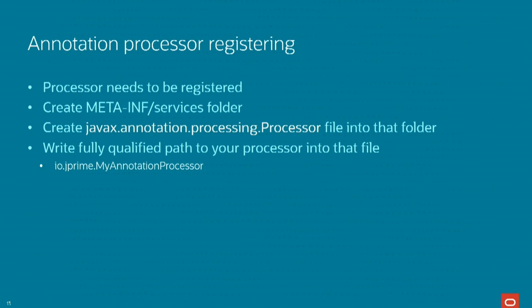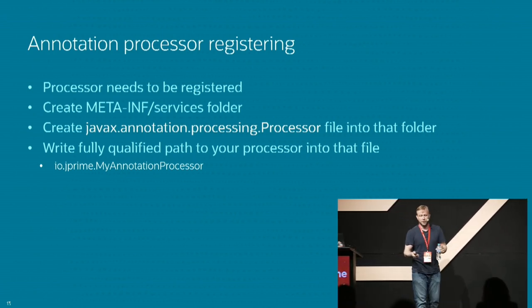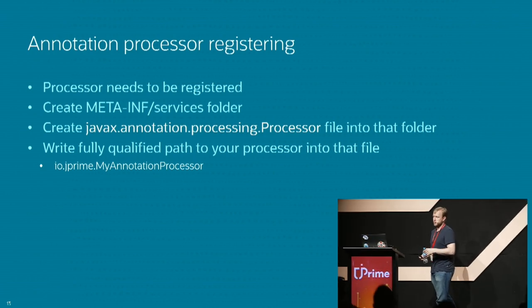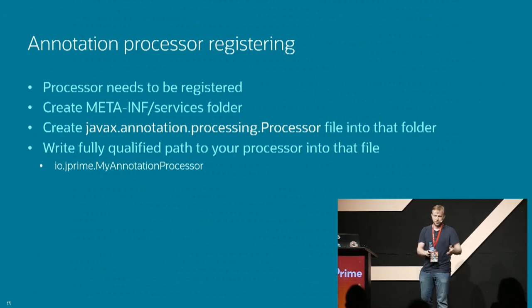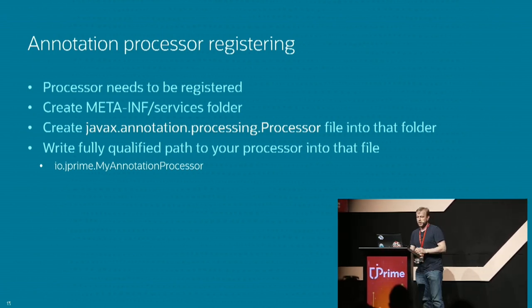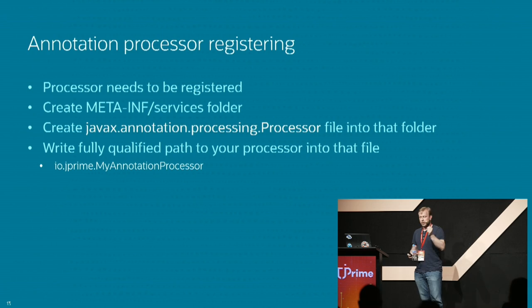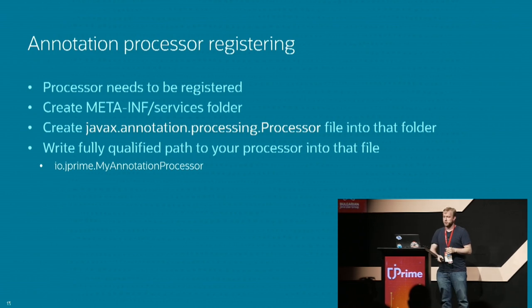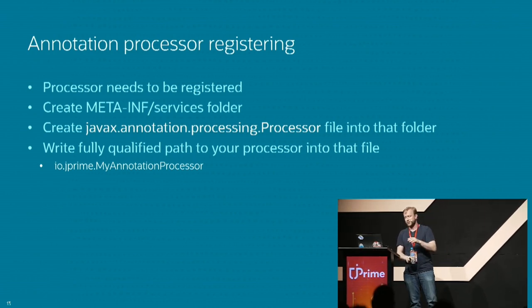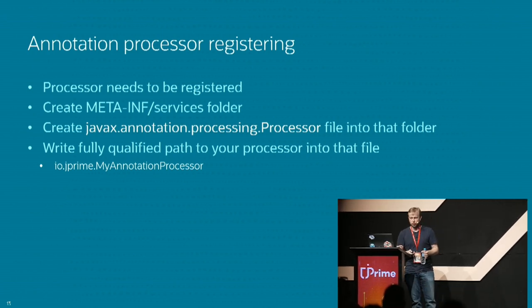Another thing you need to do to actually execute your annotation processor is to create a new file in the META-INF/services folder. This file has to be called javax.annotation.processing.Processor. This is mandatory. This is not something I made up. You have to do that. And into that file, place the fully qualified path to your annotation processor. So, for example, in my case, it would be io.jprime and my annotation processor. And that's it. That's all you need to do.